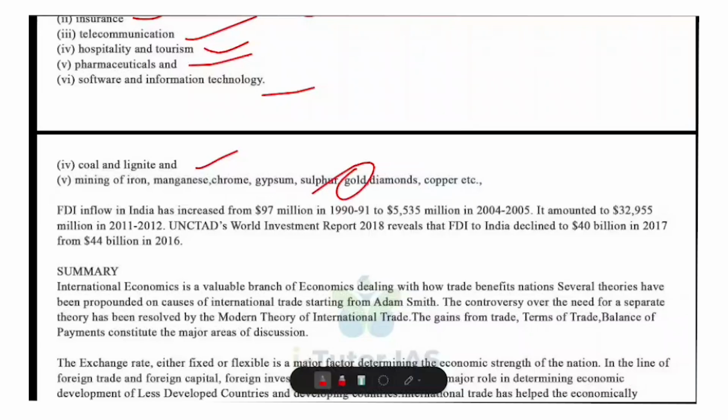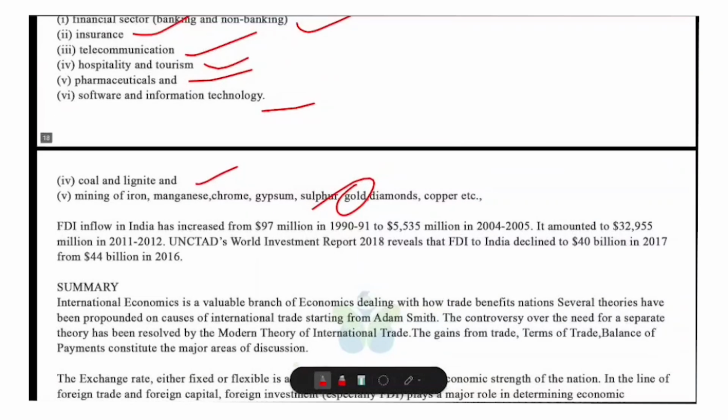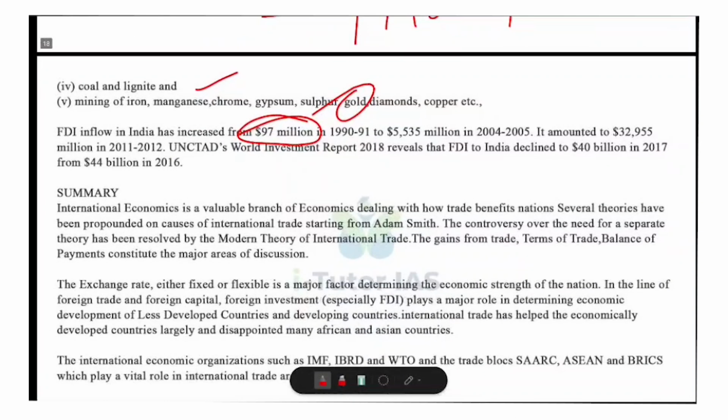So the FDI inflow trend is from 1990-91, almost $97 million. 2004-05, it increased to $5,535 million, and 2011-12, $32,955 million, and 2006 $44 billion. So in 2017, $40 billion, that is a slight decline as per the UNCTAD World Investment Report 2018. So the observation here is that despite fluctuations, India has remained an attractive destination for foreign investors.